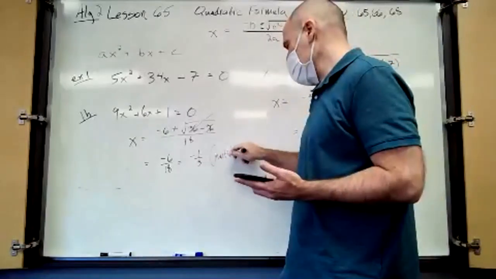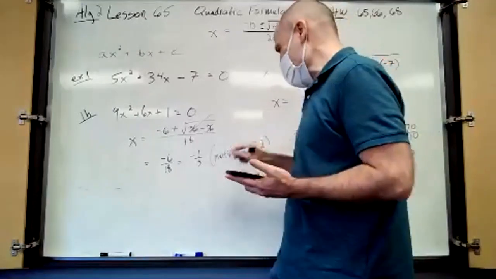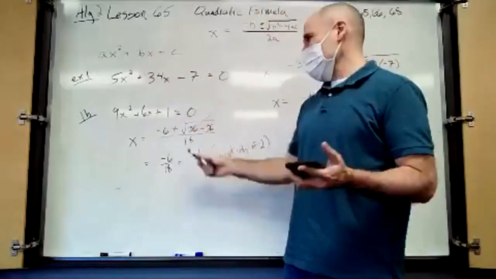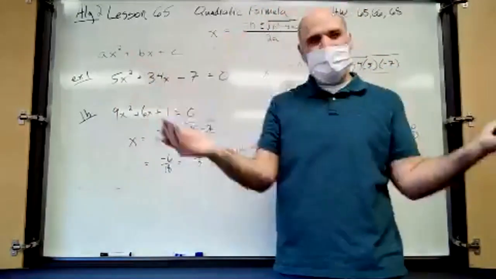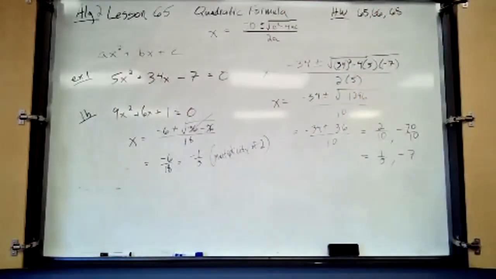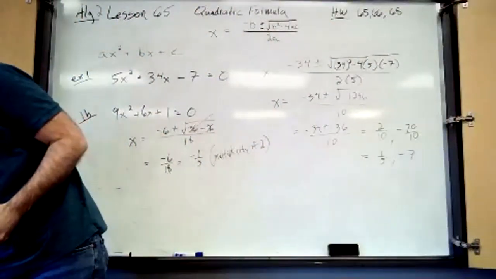You don't have to do this right now. But just know that it's just one answer. But since it's a quadratic, we need two answers technically. So it has a multiplicity of 2. Okay. So that's another scenario that you might run into.